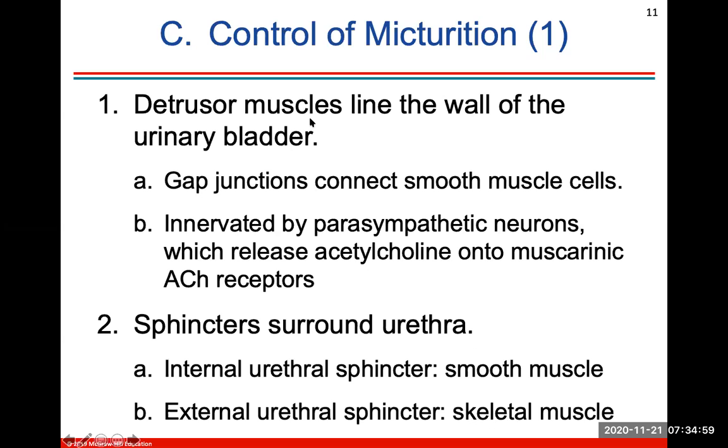So your detrusor muscles and your internal urethral sphincter are made up of smooth muscle, meaning this will be an involuntary process, the process of urinating.